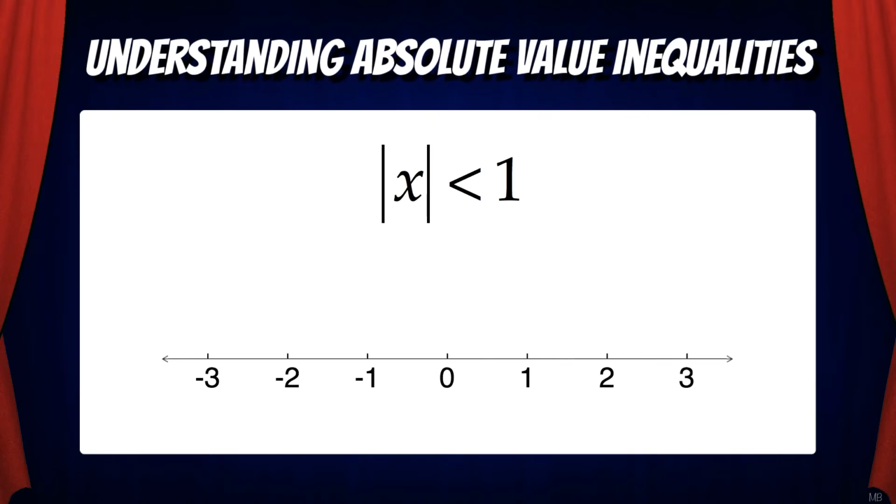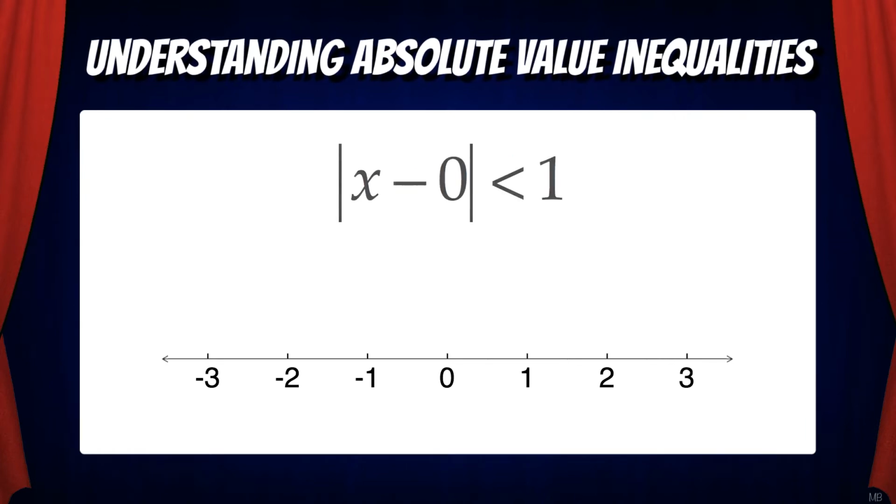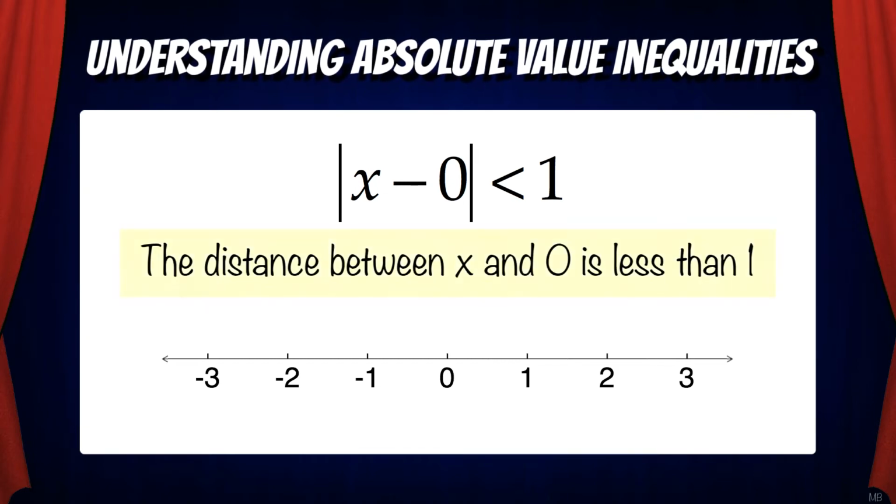Here we have the absolute value of x is less than 1. Note that we could rewrite this as the absolute value of x minus 0 is less than 1. What this means in English is the distance between x and 0 is less than 1. In other words, if we start at 0 and go 1 unit in either direction, our x value must lie within that region for the equation to hold true.